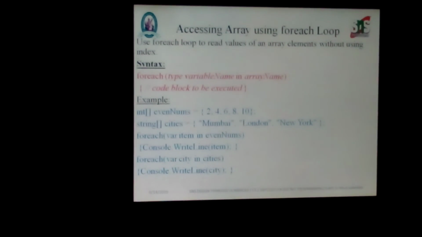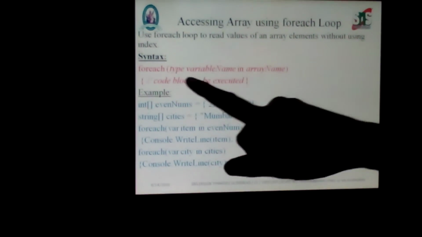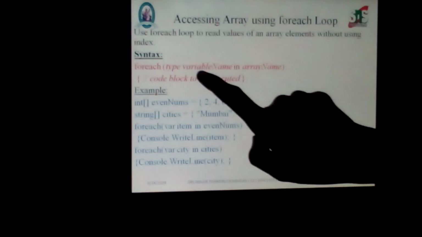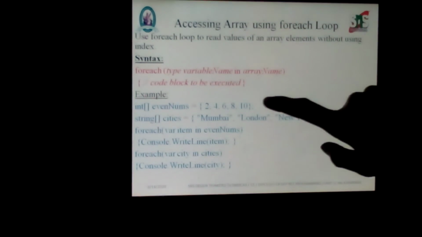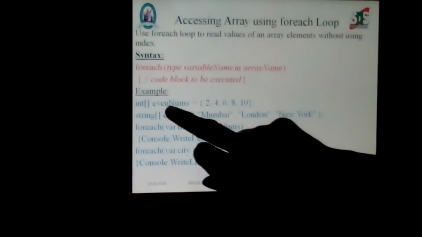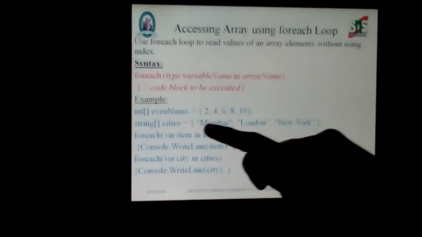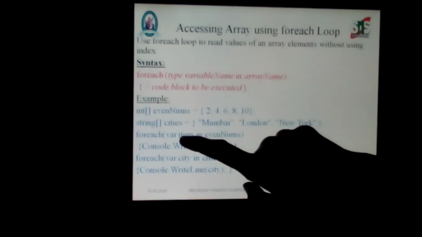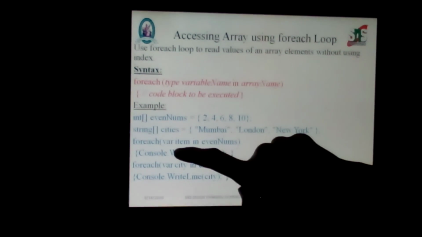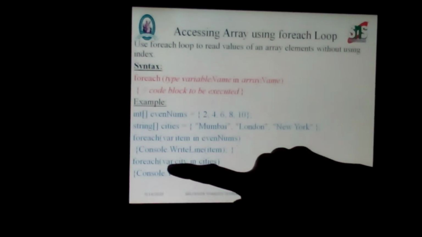Now foreach is an important concept in C#. Foreach loop reads values of array elements without using index. Syntax for foreach is foreach type variable name in array name. So within a block we are going to specify a statement. Example, evenNumbers we are going to specify here, and then string variable, another cities variable we are going to specify here. Within a foreach where item is evenNumbers. Here item is the variable name, then array variable name, and then Console.WriteLine(item). Foreach city in cities.